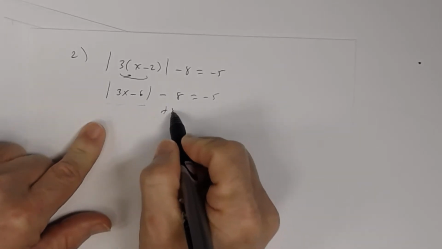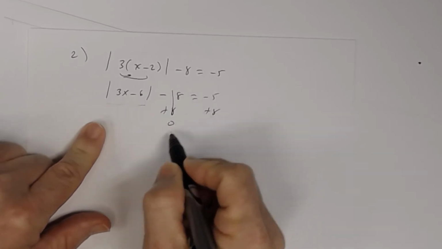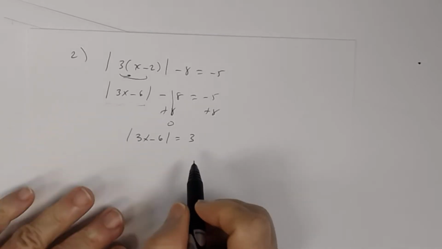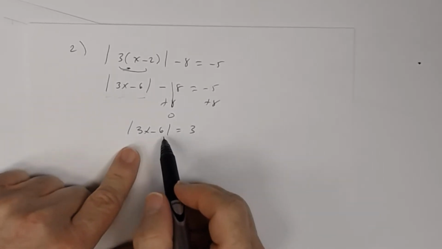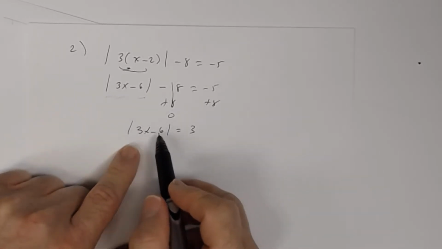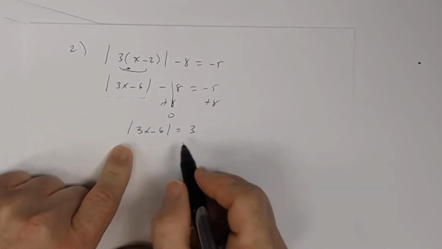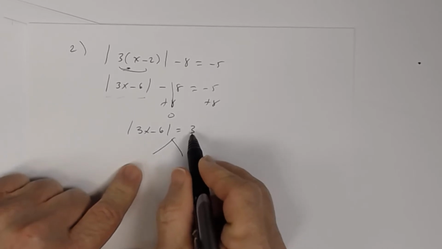So you're going to add 8 to both sides, and that's 0. So you get the absolute value of 3x minus 6 is equal to 3. Now remember our discussion in the previous lessons. When you get to this point where the absolute value is by itself, and that's a 1 here, if that's positive, then you're going to get solutions. If that's negative, you're going to say no solution.